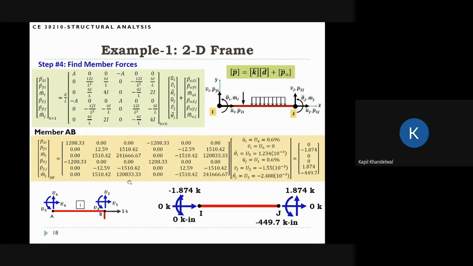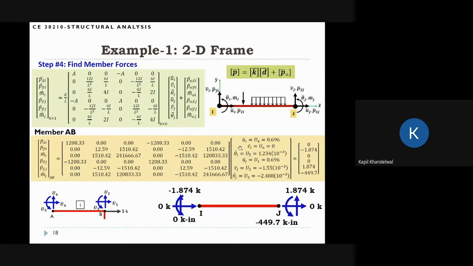For member AB, if you recall, theta was 0, so the I node was this, the J node was this, and local and global coordinate systems were the same. So K bar was just equal to K. The stiffness matrix in the global and local coordinate systems were the same, so we just use the stiffness matrix that we calculated earlier. This is the forces in the local coordinate system, stiffness matrix times the displacement vector. We need the displacement vector here in the local coordinate system, so we need ui, vi, theta i, uj, vj, theta j.